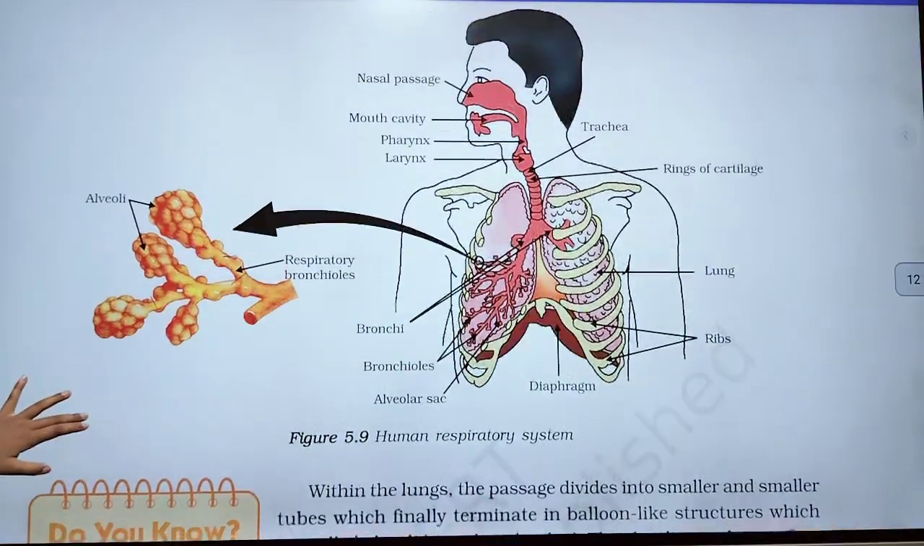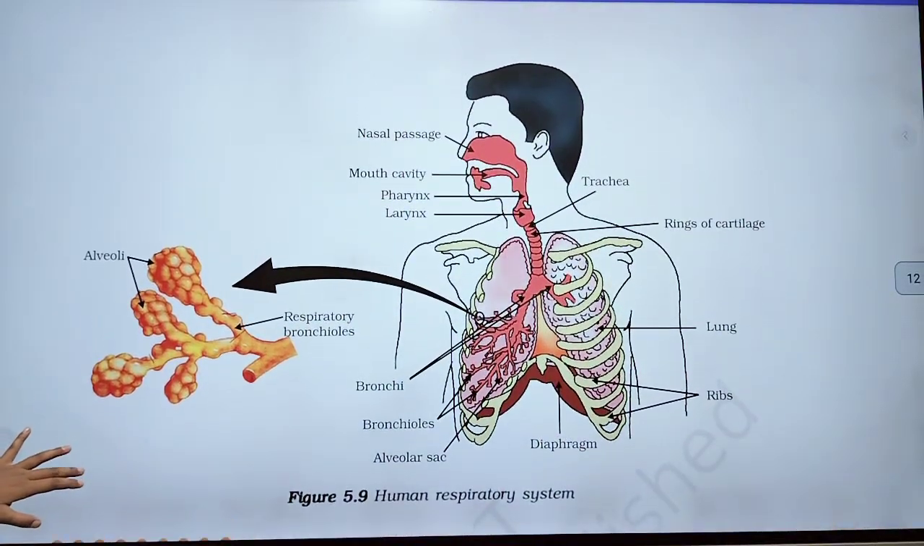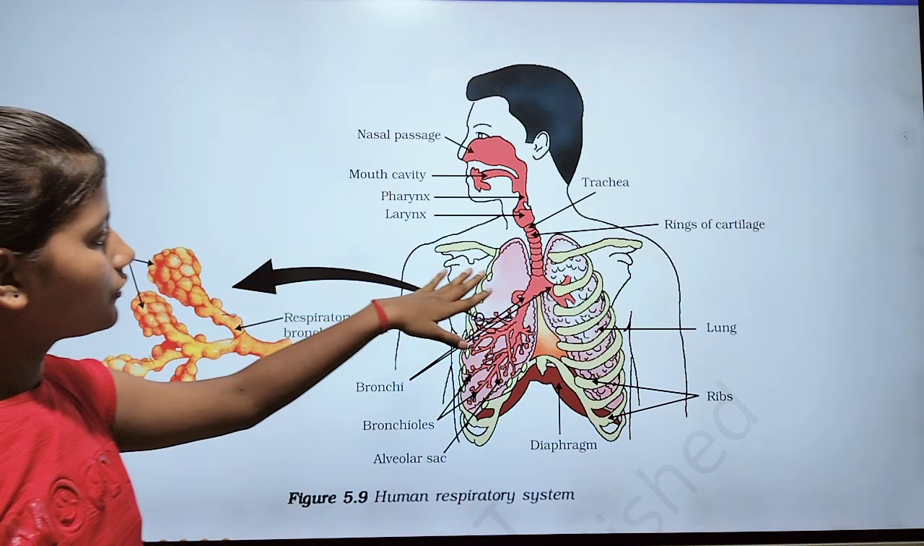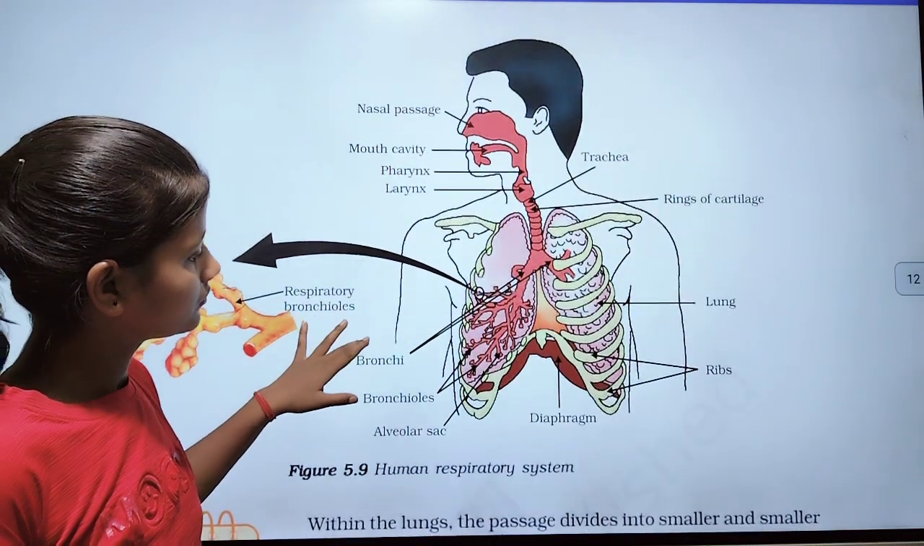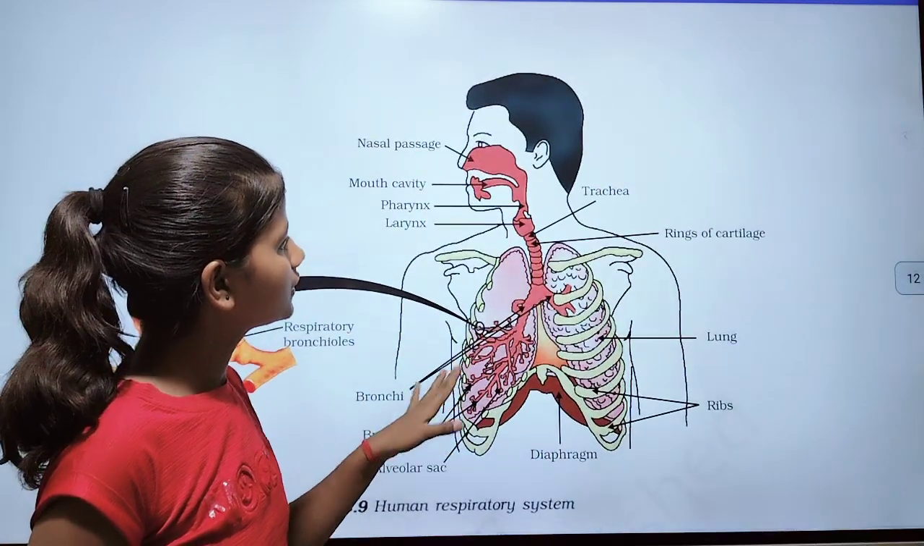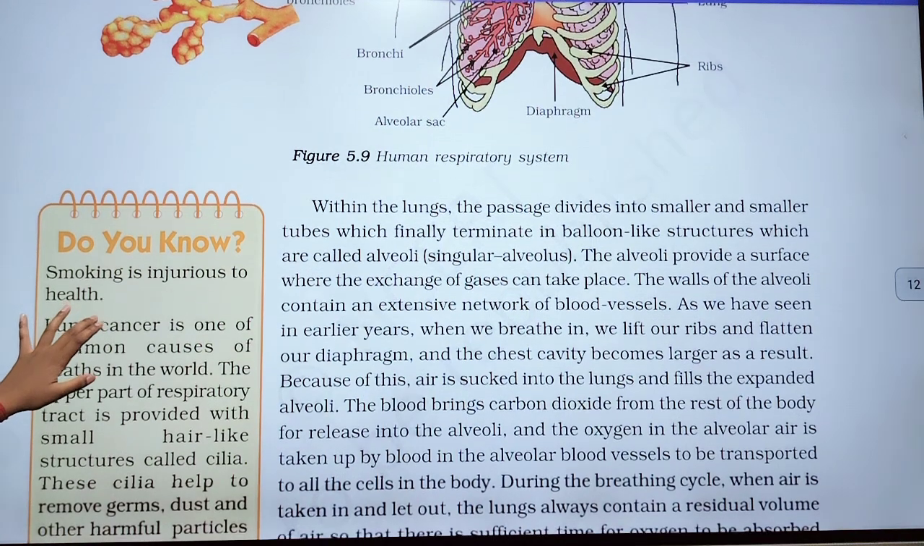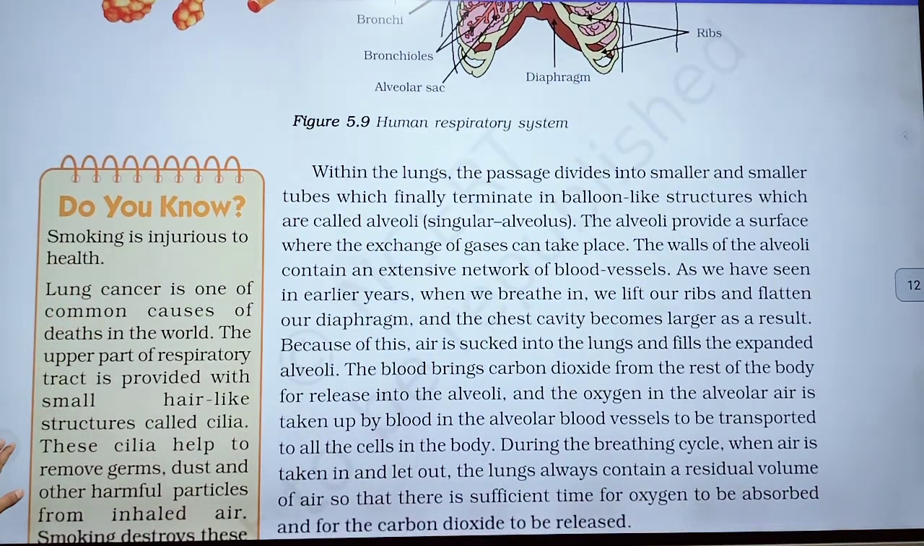Here you can see the figure of human respiration. The air comes to our nasal passage, and after that it comes to our lungs. And these are the rings of cartilage.